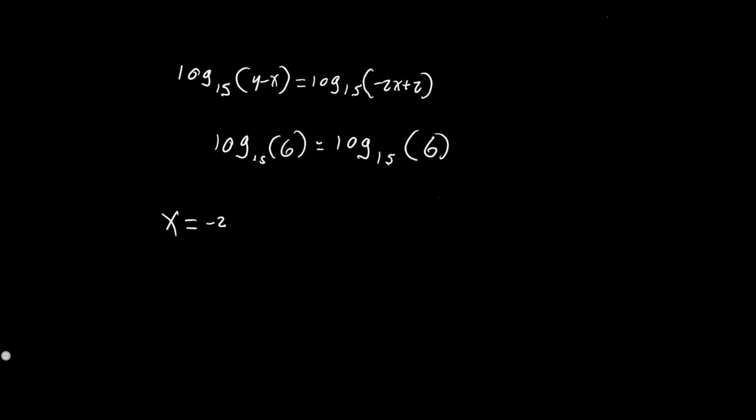Now let's go ahead and look at another example. And we're going to have log of x plus 4 plus log of 3 is equal to 2. So we're going to go ahead and just multiply 3 times x plus 4, which is going to give us log of 3x plus 12, which is equal to 2.